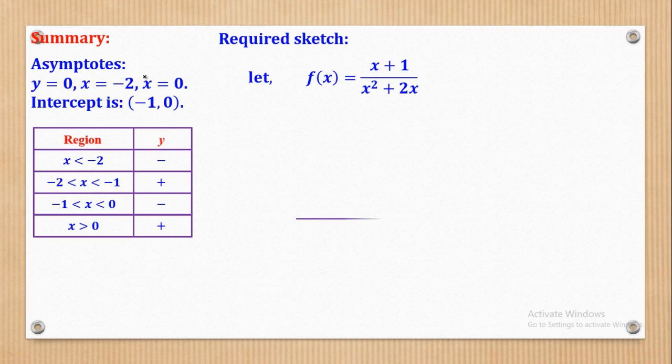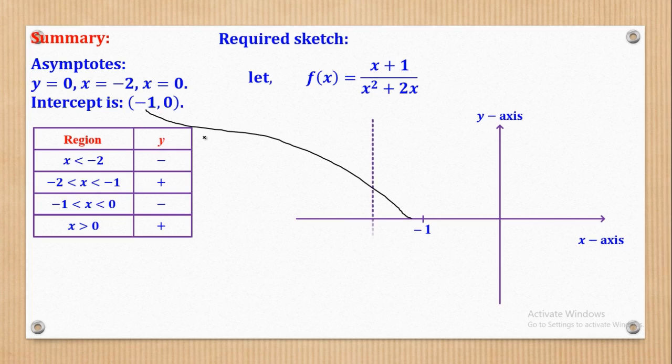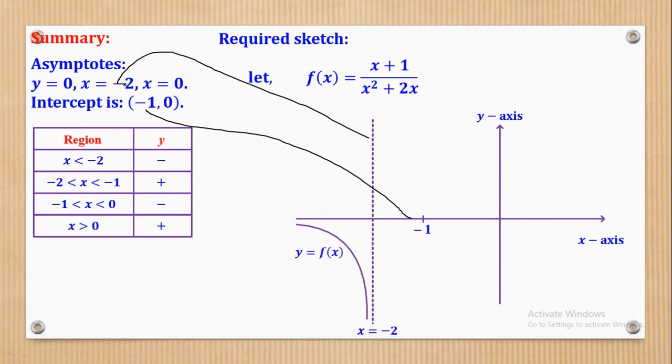So now we shall sketch, draw the x-axis and label it, draw the y-axis and also label it. Then next show this intercept here, then show this vertical asymptote here. Now, this x equal to 0 is the y-axis, and this y equal to 0 is the x-axis. Therefore, these axes are also asymptotes.